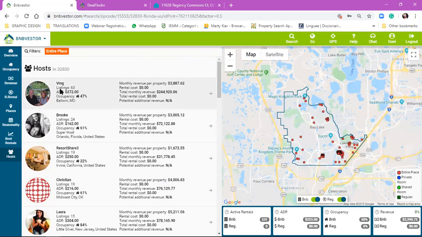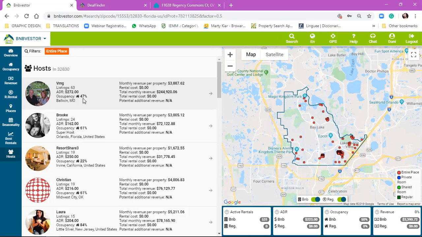You can see that, for example, the listings of BMG, this must be a company, okay? They have 63 BNB listings in this area, and they have an average daily rate of 272, an occupancy of 47. So it's not even high. So they work mostly on very high seasons, like for example, those months that we didn't show you, like June, July, maybe August, and even December and January. So they may work in seasons.